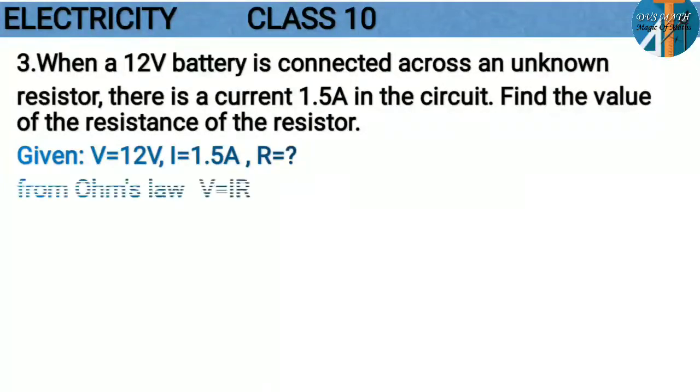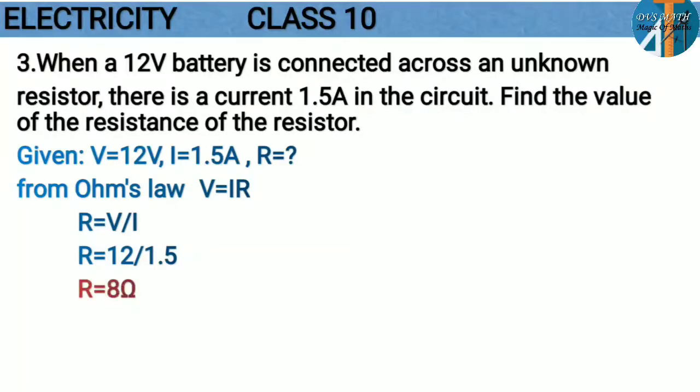Remember, the formula which relates all three is from Ohm's law, that is V is equal to IR. Here we have to find R, so converting in terms of R, R is equal to V by I. Now substitute, 12 by 1.5. 12 by 1.5, we will get 8. So R is equal to 8 ohm. The SI unit of resistance is ohm, and you can write it as OHM or use the symbol.